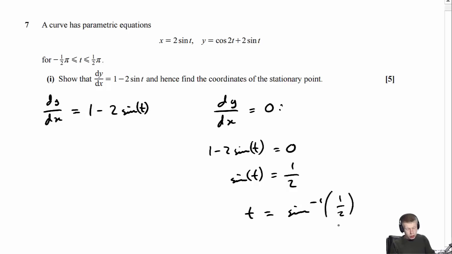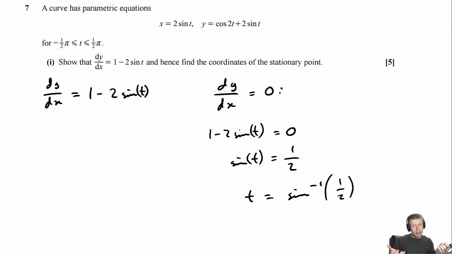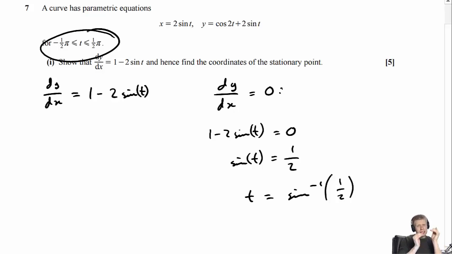Now, that is a special angle, and you should know it. It's 30 degrees, but look at our range. Because we're using trig and calculus together, it's much easier to work in radians. Also, your range, or your domain in this case, is given in radians, so you should always give your answer in radians. As a general rule of thumb, if you're using calculus, differentiation or integration, with trig functions, you should always give your answers in radians.